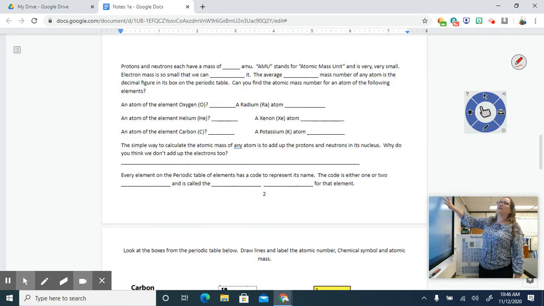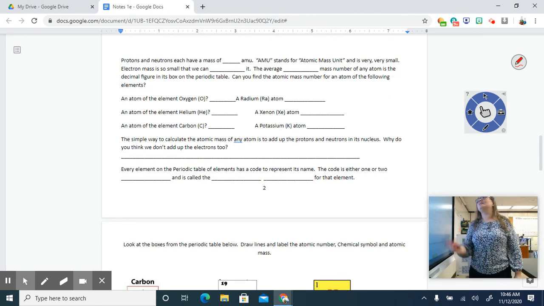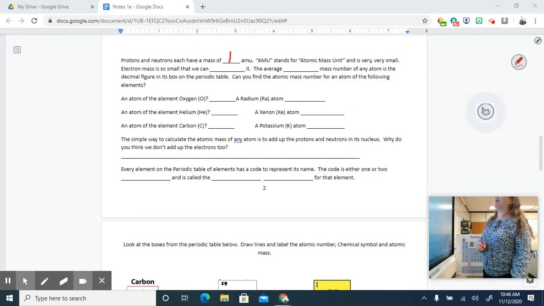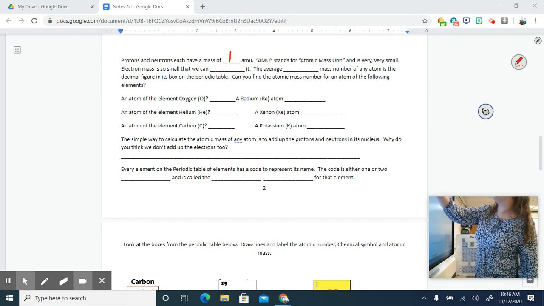Protons and neutrons each have a mass of 1 AMU. AMU stands for atomic mass unit, and it's small. It's really, really small. So the electron mass is so small, we can ignore it.